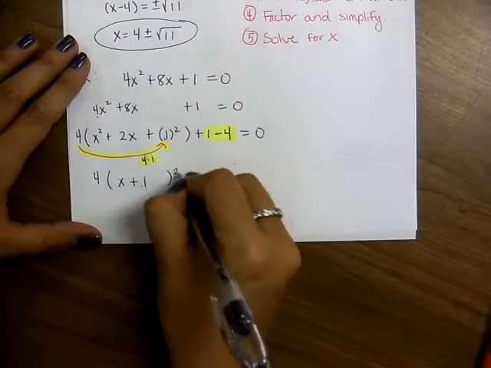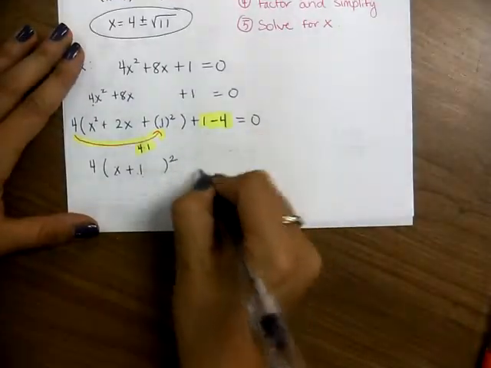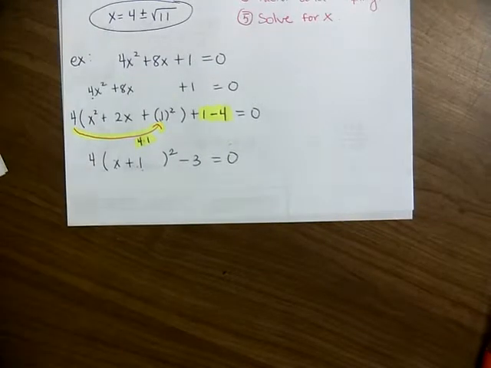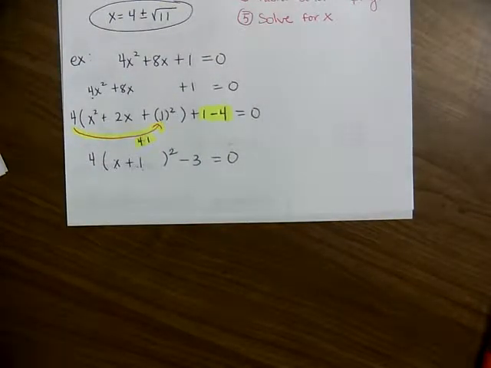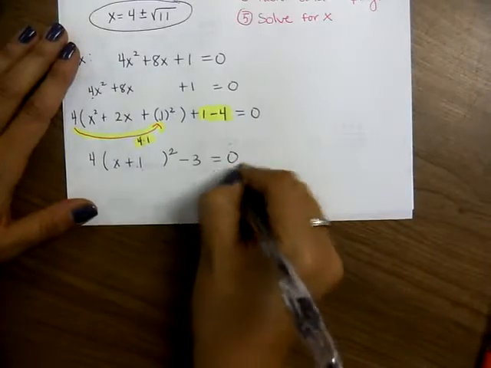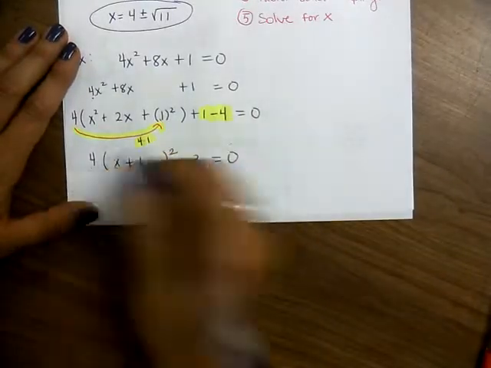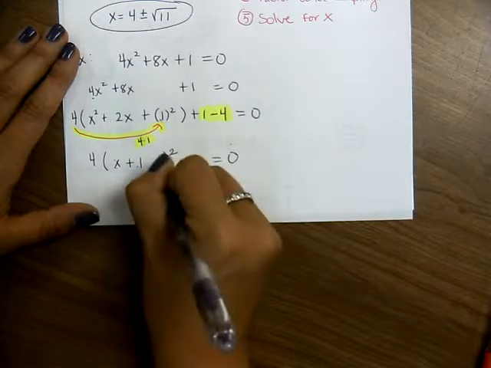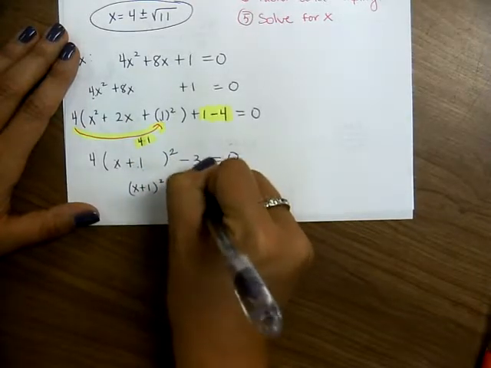So now this is squared, and I have a -3 equals 0. So now I've factored it, I've simplified it. Now it's time to finally solve. So I've set it up so that now I can have a quadratic equation that is solved. So I'm going to add over the 3, and I'm going to divide by 4 at the same time. So I get x plus 1 squared equals 3 over 4.